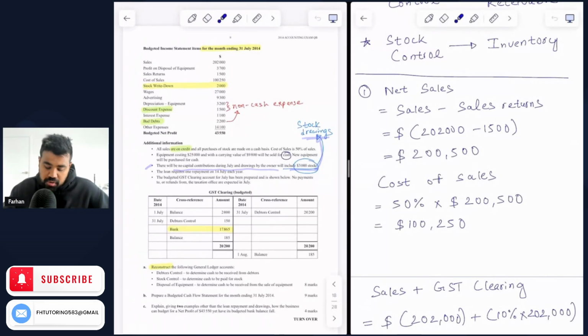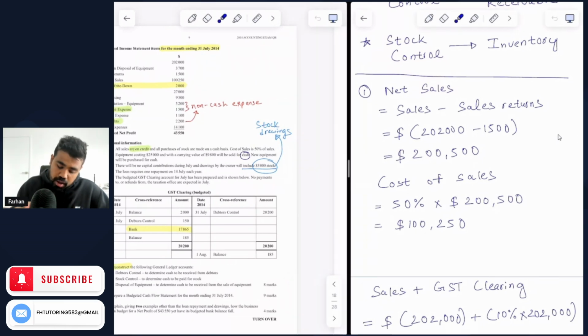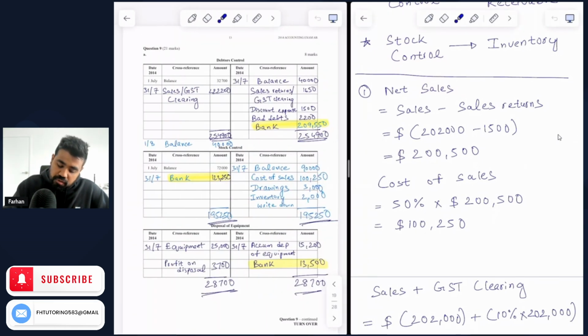So stock drawings of $3,000. When inventory is withdrawn for private use, this obviously needs to be reflected within the business account for inventory. And what's happening within the business account for inventory? Assets are going down because of this private withdrawal. So when assets go down, we credit them, and that is why you can see drawings on the credit side of the inventory account of $3,000. So that's all we got.